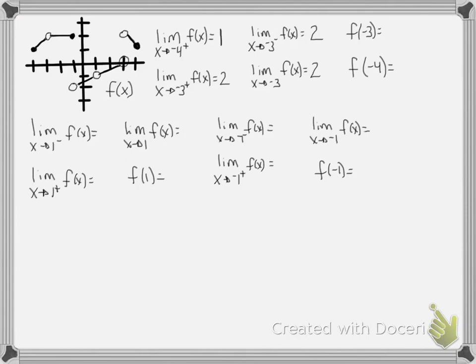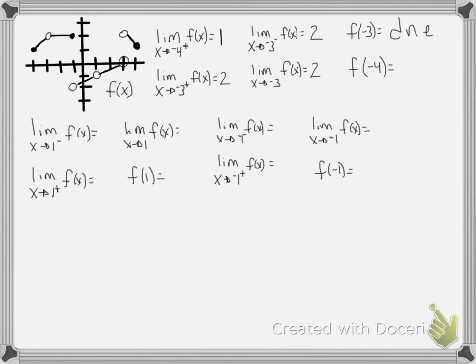The function value, however, that has nothing to do with the limit. That's a totally different question. When we do the function value, it's asking, what is the y value when x is -3? And if we look, the y value when x is -3, that's where the closed dot is. Well, there is no closed dot at x equals -3. There's only an open dot there, which means that the y value at -3 does not exist or is undefined. We will always just say does not exist.